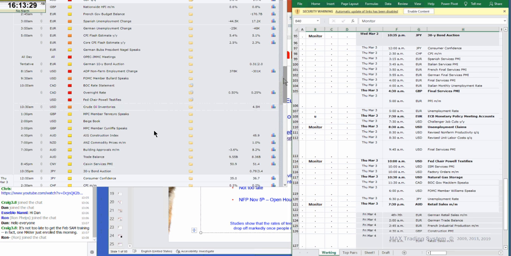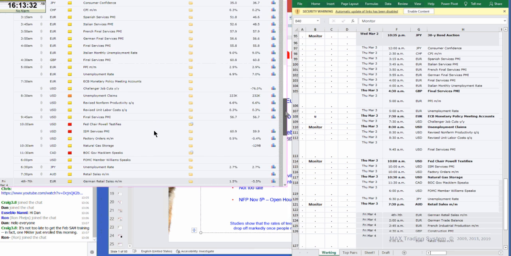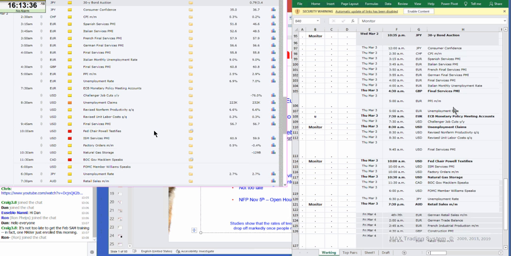Sure. Then on Thursday, we will have, let's see, the Swiss CPI month-over-month, all time frames. Oh, I missed that one. Then the Euro ECB monetary policy meeting accounts to monitor. Hang on. Oh, so not the final services. Okay. Monitor. Then the unemployment claims for the US dollar to monitor. Done. Then Powell testifying again, so to monitor.